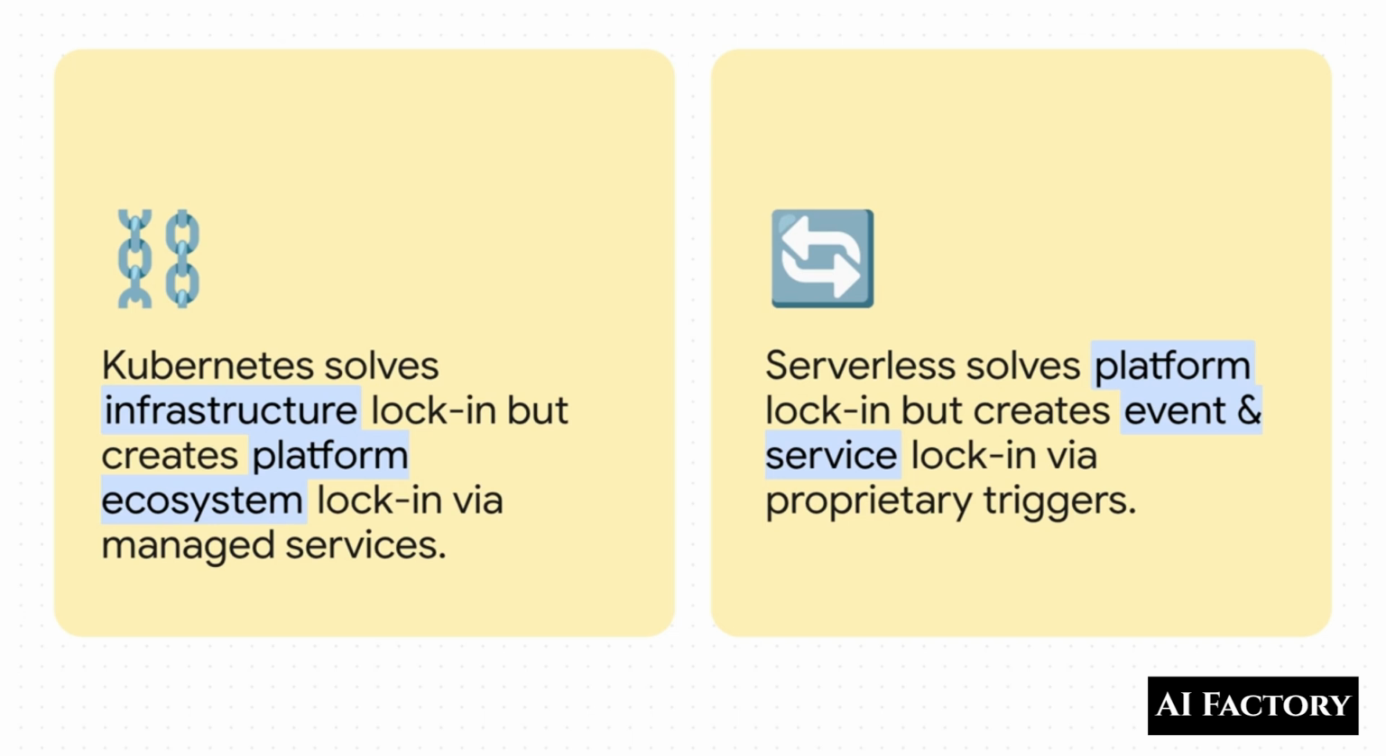So Kubernetes came around and solved infrastructure lock-in. Awesome! Compute is now a commodity. But that just created a new problem: platform ecosystem lock-in. Now we're tied to Amazon's specific database service or Google's special monitoring tools. Okay, so then serverless comes along to abstract away that platform. But what happens? It creates event and service lock-in. Now your code is deeply tied to a provider's very specific proprietary event systems and permissions. It seems like true portability is always just out of reach.